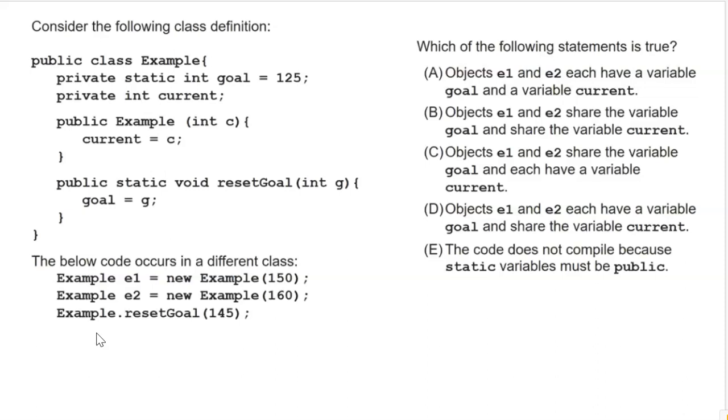Objects E1 and E2 each have a variable goal and a variable current. Objects E1 and E2 share the variable goal and share the variable current. Objects E1 and E2 share the variable goal and each have a variable current. Objects E1 and E2 each have a variable goal and share the variable current. Or the code does not compile because static variables must be public. So what do you think?